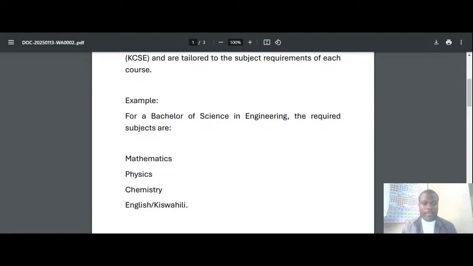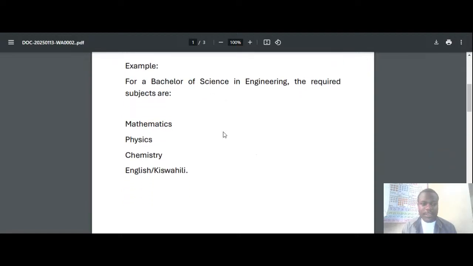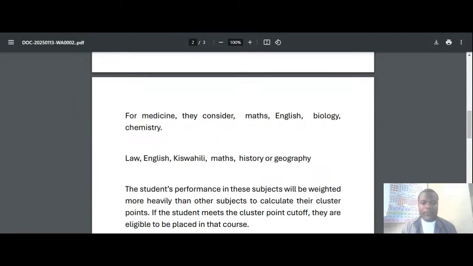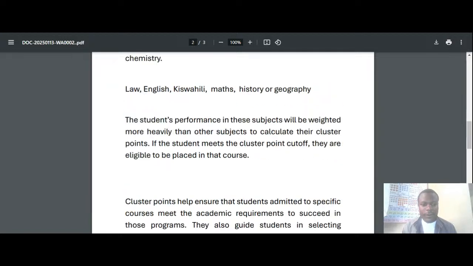For example, in engineering, the subjects that will be considered mostly are mathematics, physics, chemistry, and English. So each course has specific subjects that are considered when calculating the cluster points. They are supposed to be 4 in number in each course. We shall see that when we go through the formula. For medicine, they consider math, English, biology, chemistry. For law, they consider English, Kiswahili, math, then either history or geography.